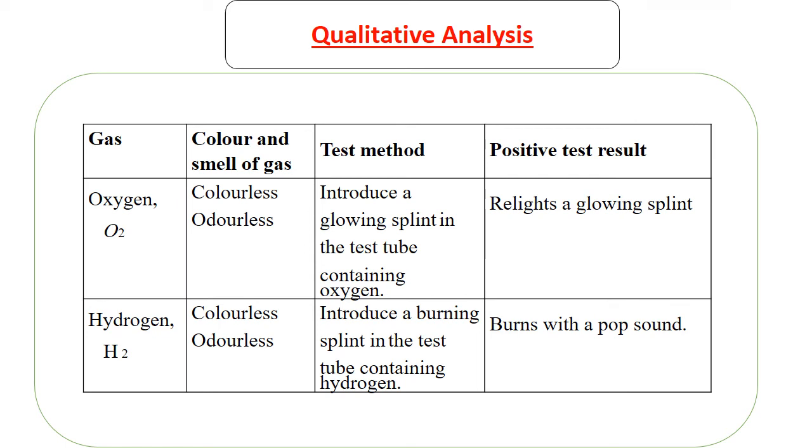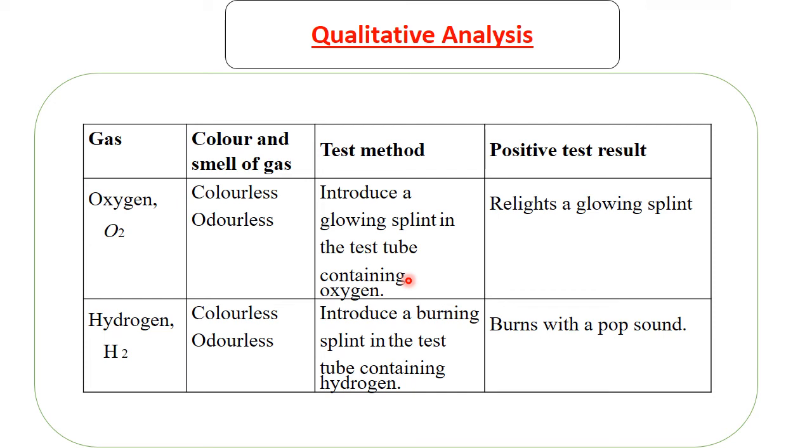We go to gases now. For gases, we're going to start with oxygen, of course, which is represented by O2. The color and smell of this gas: it has no color and it has no smell. We breathe oxygen every day, but it does not smell. How do you test? You introduce a glowing splint in the test tube containing oxygen. Wherever you suspect that there's oxygen, you just introduce a glowing splint. A glowing splint is just a light.